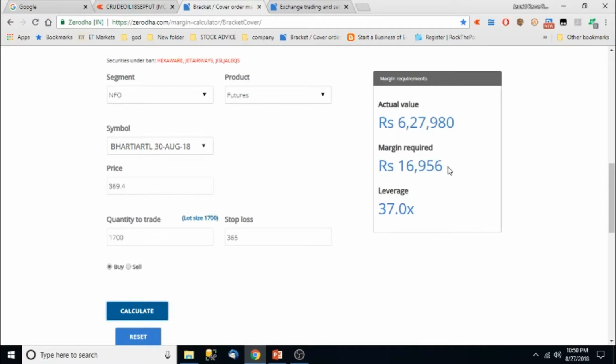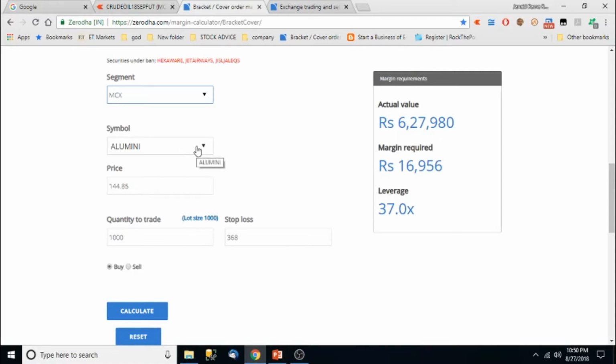Tada! The requirement has decreased to almost half. So let's take our stop loss much closer. Yeah, they are offering 37% leverage, I think, which is much better when compared to equity directly. So intraday players will get this benefit of bracket orders.